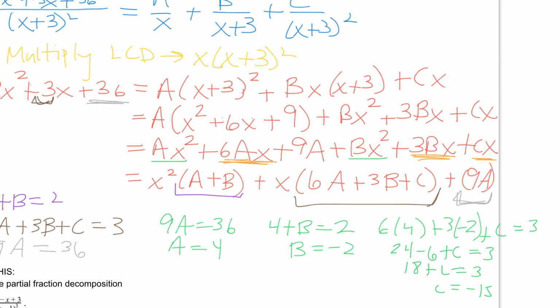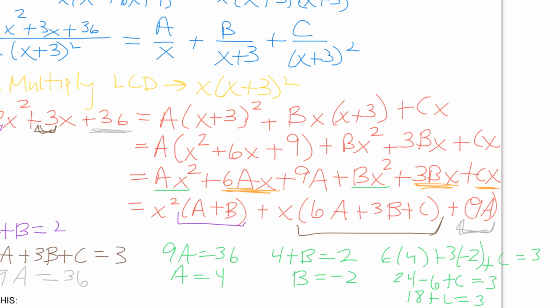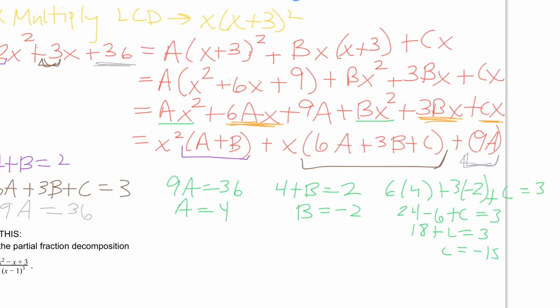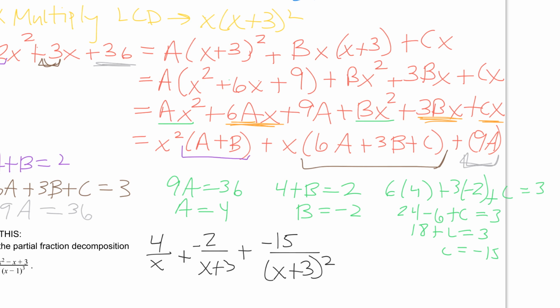Then I can go ahead and write my solution. If I plug my a, b, and c values back in up here on the top, I get the following. I have 4 over x plus negative 2 over x plus 3 plus negative 15 over x plus 3 squared.